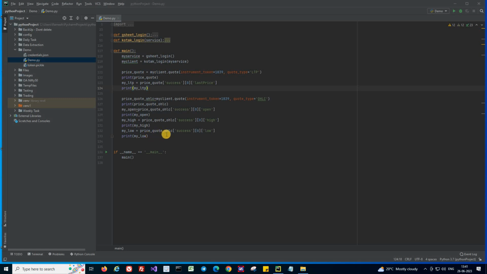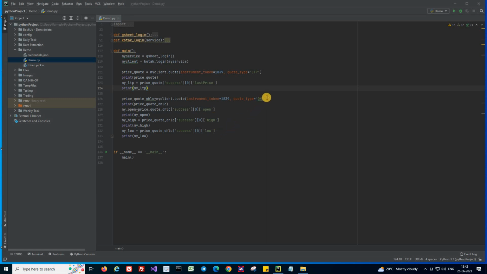So how do we get it? We are again going to use the same quote API to get the previous day's closing price. If you look at this particular line of code, we have used open, high, low, close, and in the last episode we learned how to get the open, high, and low price of any stock.